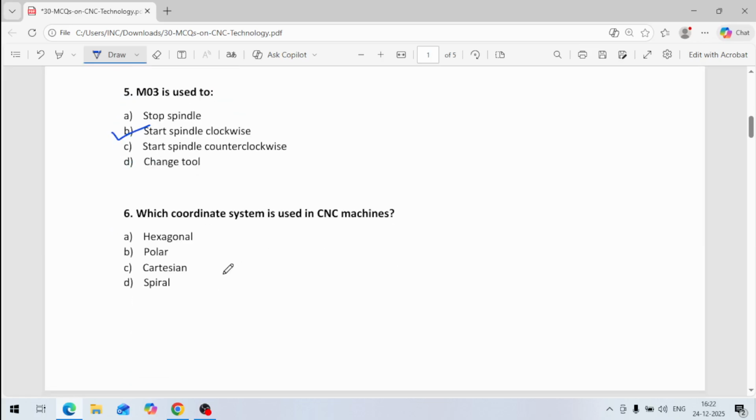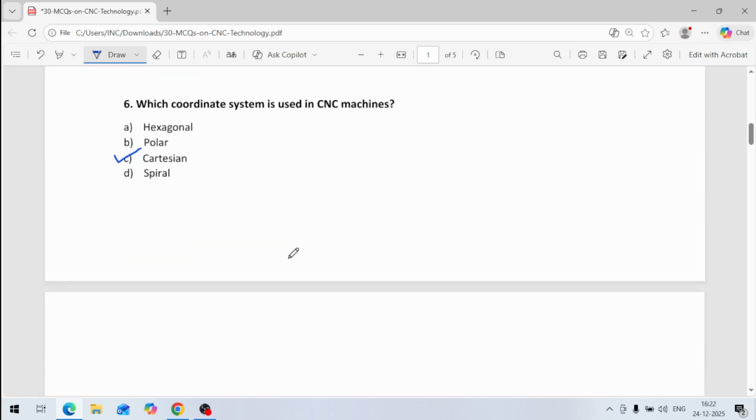So the next question is: which coordinate system is used in CNC machines? Hexagonal, polar, Cartesian, or spiral. So here the answer is Cartesian coordinate. This is also called rectangular coordinate, just like the X-axis, Y-axis, Z-axis. So this is the Cartesian or rectangular coordinate system, and this is the coordinate system we use in CNC machines.